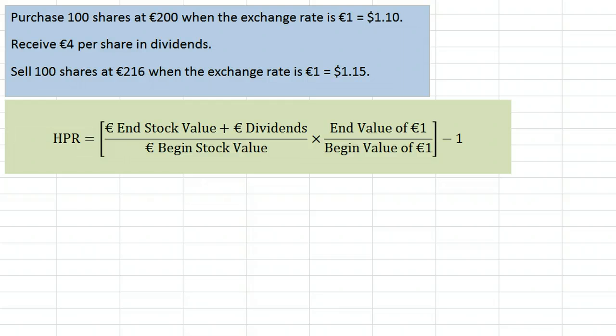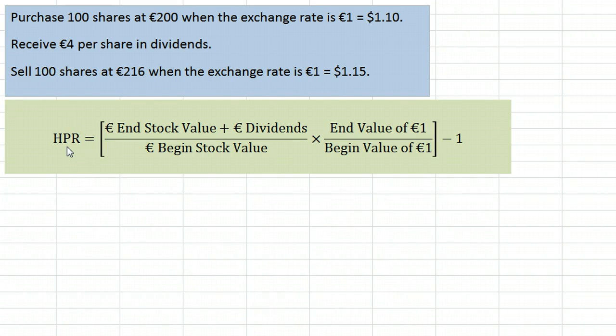In this example, we are going to purchase 100 shares of something in euro, specifically at 200 euro when the exchange rate is 1 euro equal to $1.10. While we're holding this stock, we're going to receive 4 euro per share in dividends, and eventually we're going to sell our 100 shares for 216 euro when the exchange rate is 1 euro equals $1.15.